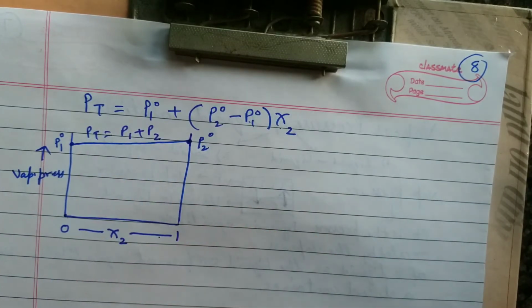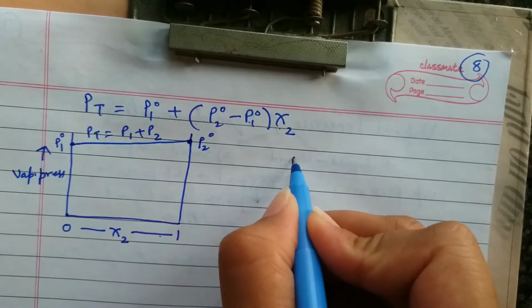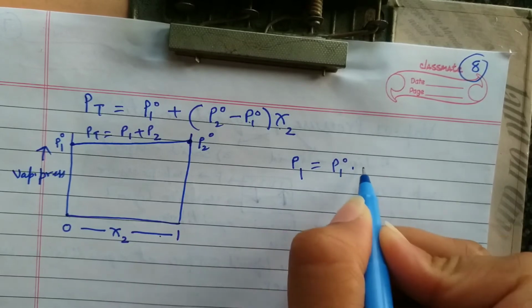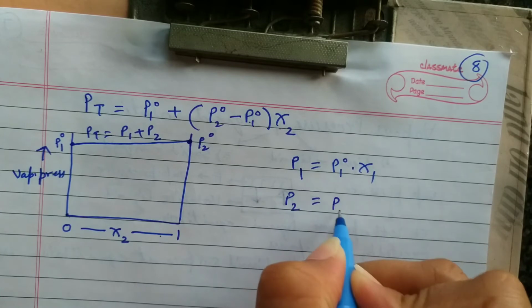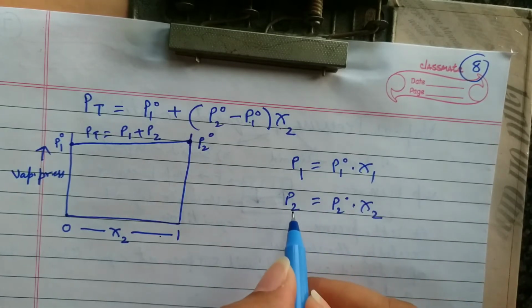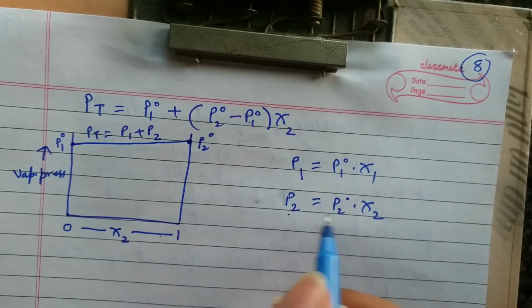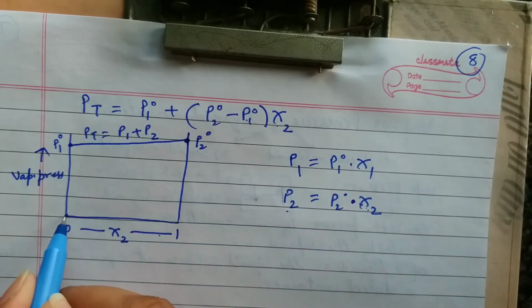Now we can even consider the variation of the partial pressures of the two components. If you remember, as per Raoult's law, P1 was equal to P1 naught into chi1 and P2 was equal to P2 naught into chi2. So let's first try to plot the curve for P2. When chi2 equals 0, if you put chi2 equals 0 in this expression, P2 is 0. So the graph starts from the origin right here.